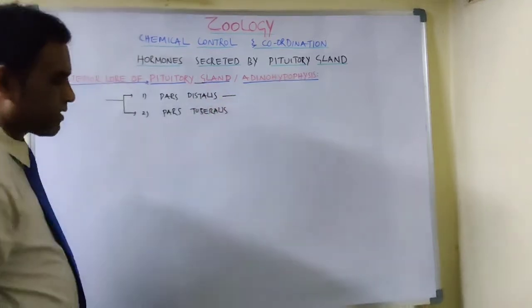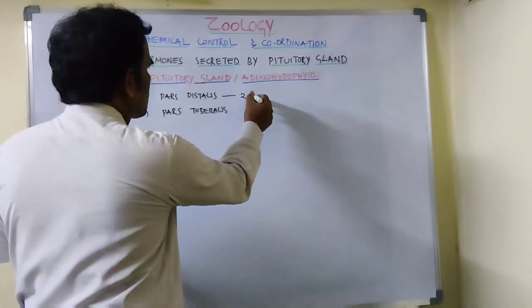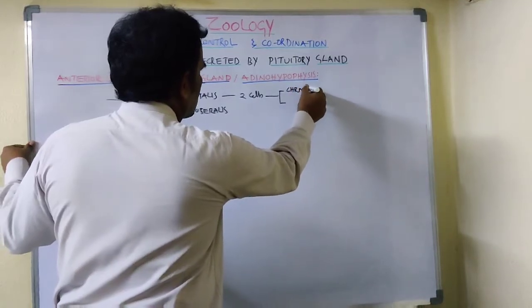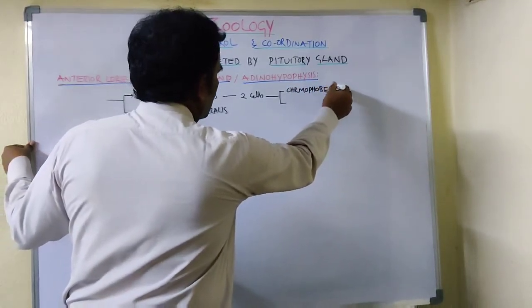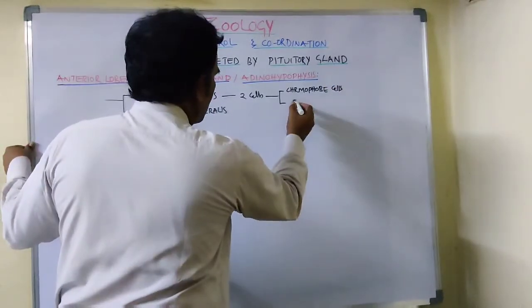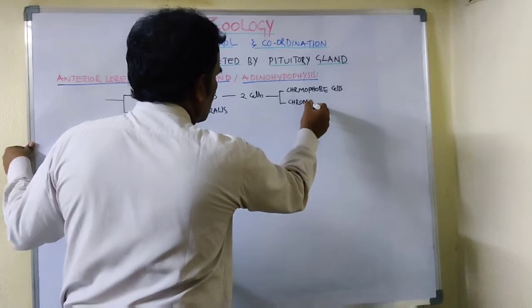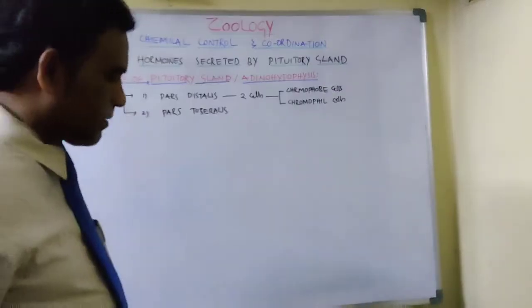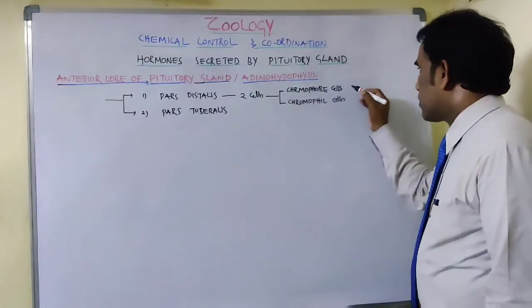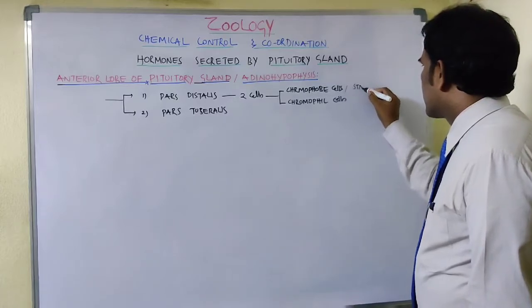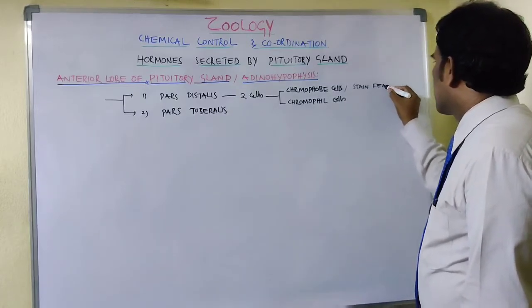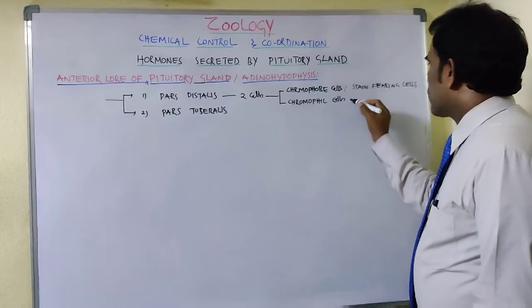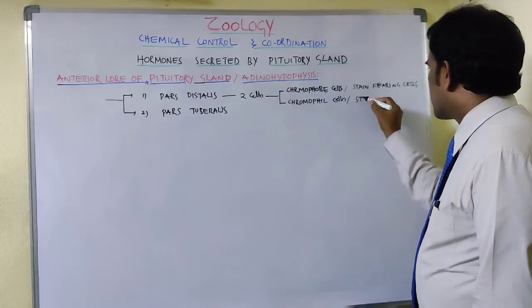Now this pars distalis comprises two types of special cells, called chromophobe cells and chromophil cells. So pars distalis comprises two types of cells: chromophobe cells, also called stain fearing cells, and chromophil cells, which are also called stain loving cells.